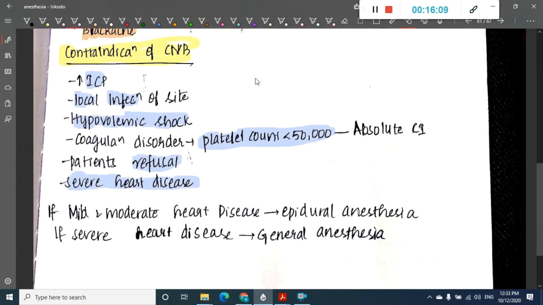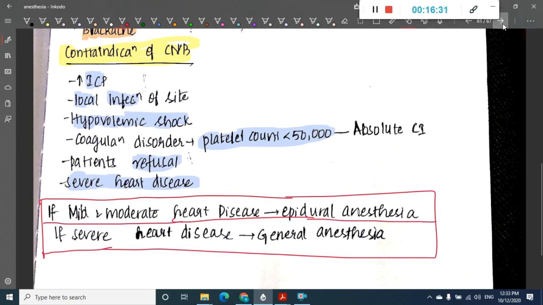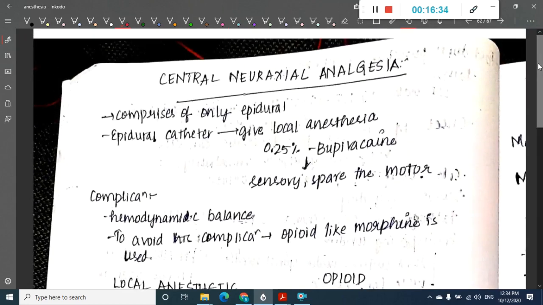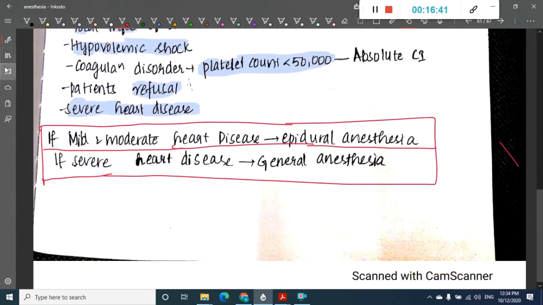Now, if there is heart disease, we cannot give central neuraxial blockade. Then what should be done for severe heart disease? For severe heart disease, you can give general anesthesia, and if the heart disease is mild to moderate, then epidural anesthesia is preferred. So this is about central neuraxial anesthesia. I'll just show you the pictures and end the class today.